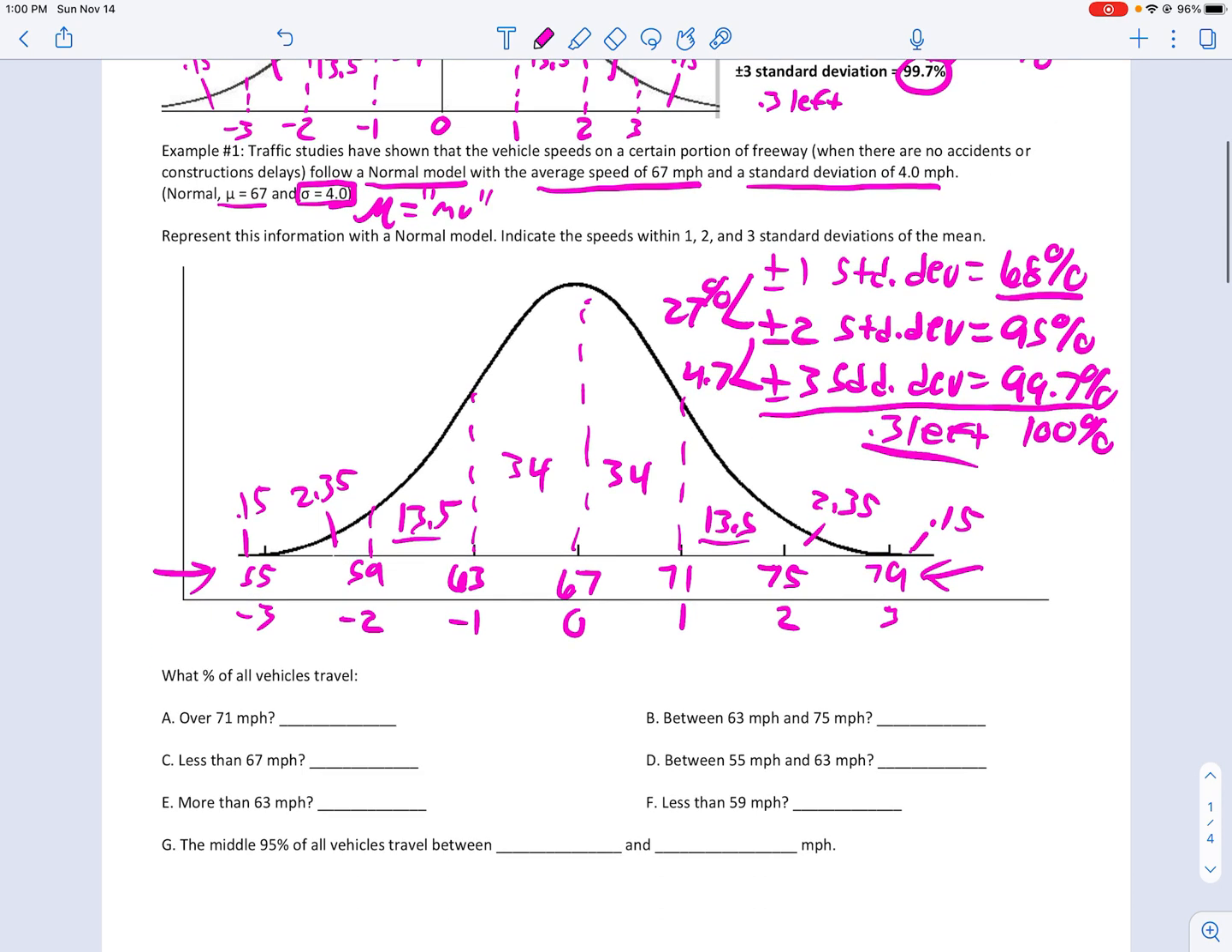So what percent of vehicles traveled over 71 miles per hour? So 71 and above. So here's 71 and above. So anything above there is what I'm looking for. So I'm just going to add those percentages up. So I would add 13.5 plus 2.35 plus 0.15. And if you add those together, right, that's 16%.